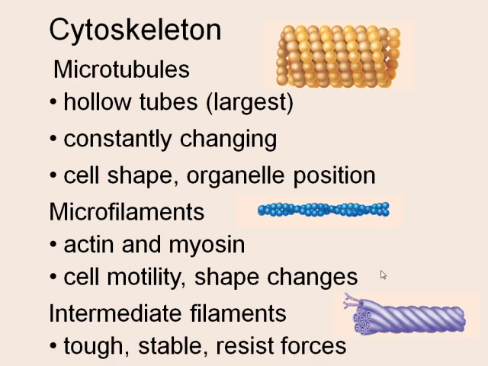And the intermediate fibers look a little bit like a rope, one of those real heavy-duty ropes with lots of strands, because that's kind of what they are. And like those heavy-duty ropes, they're very tough, they're very stable, and they resist forces. These are the kind of filaments that anchor those plaques inside the cell for the desmosomes.